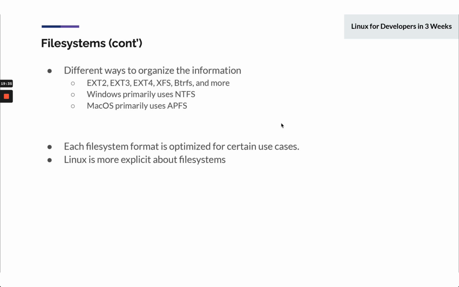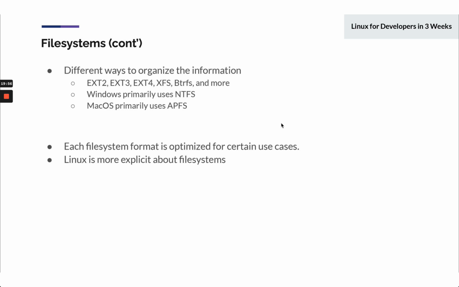So on Linux, there are different file system structures, different file system formats. The way people talk about it is there are different file systems, different ways of storing the information about files and directories and other things on the disk. On Linux, they have these different names. So there's ext2, ext3, ext4. These are extensions of each other.